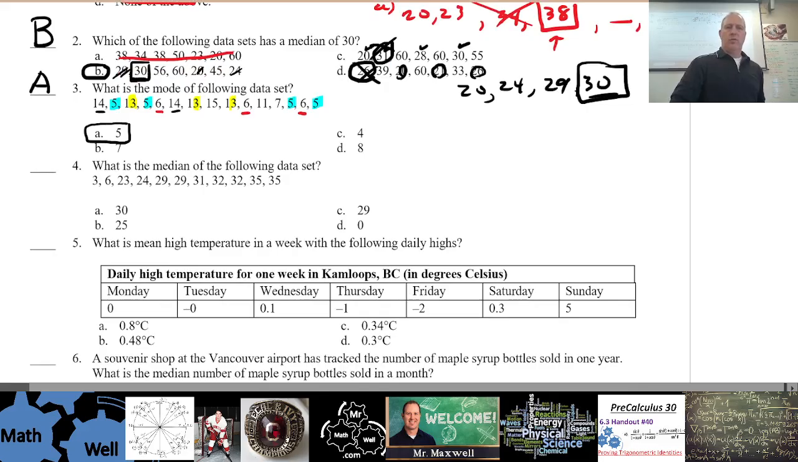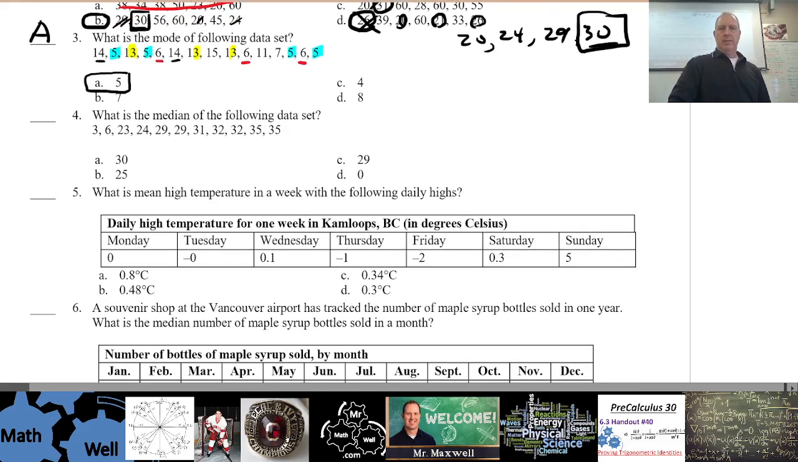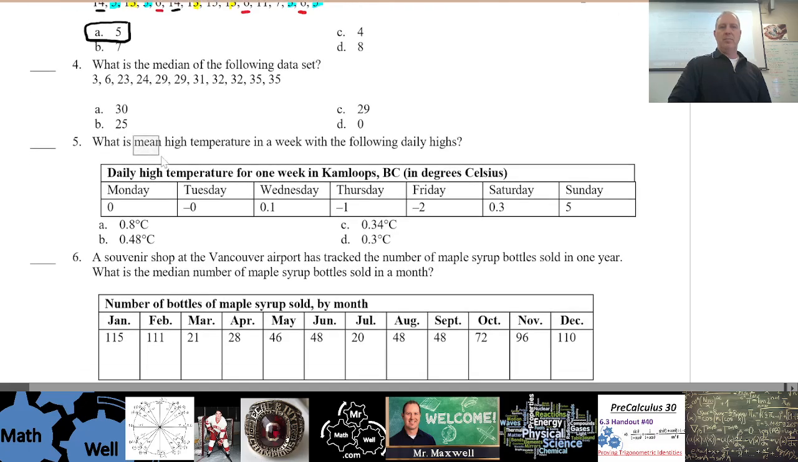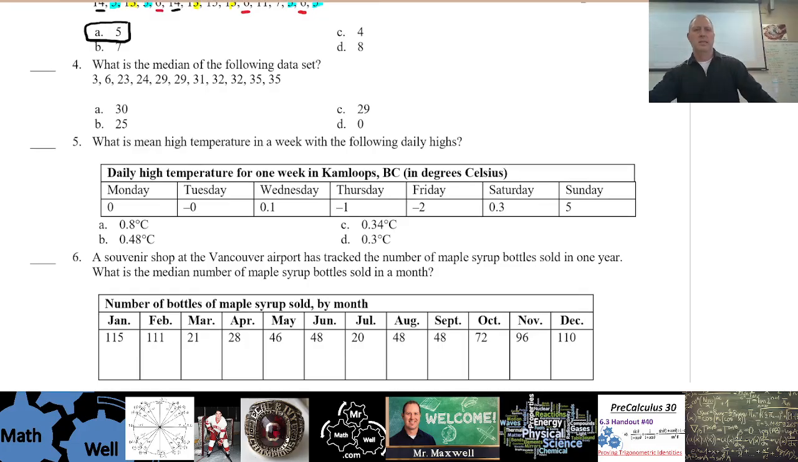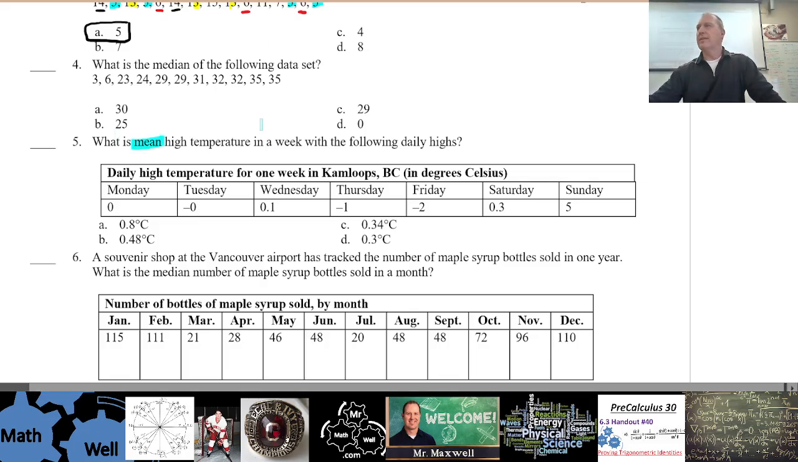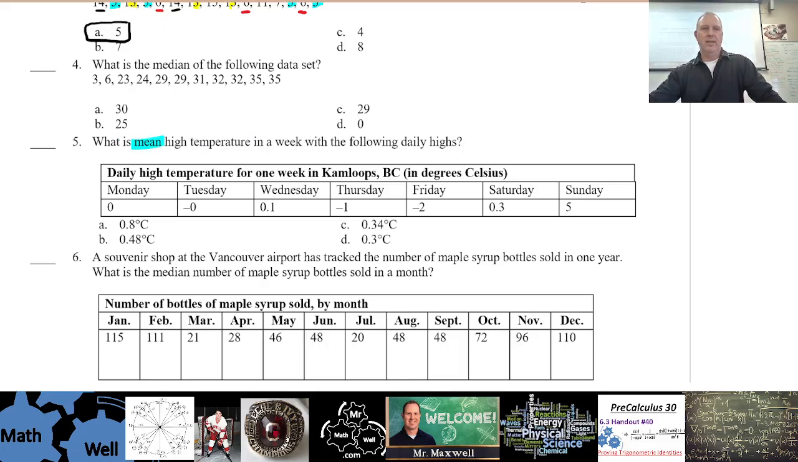Okay, I'll let you do 4 on your own. Let's do 5 together because this is an average, a mean one, okay? It's a mean one. You're a mean one, Mr. Grinch. All right, so the mean is the average, right? Average. So I want to add up all of the daily temperatures.